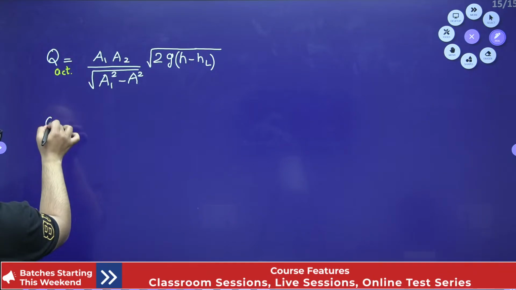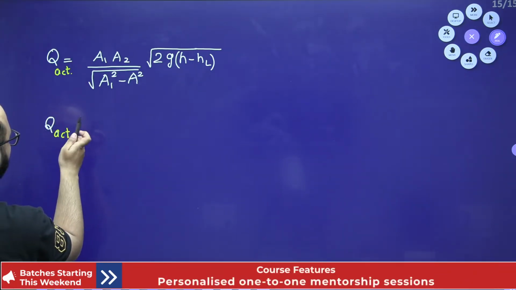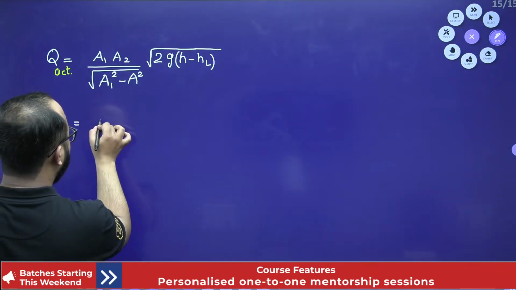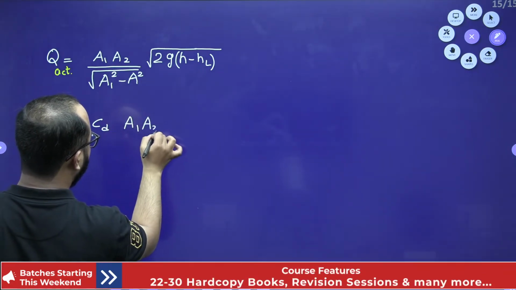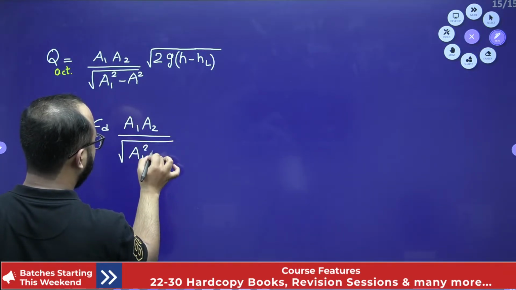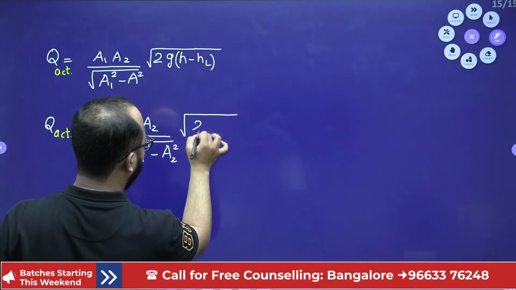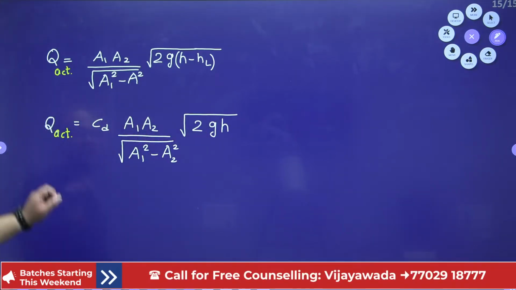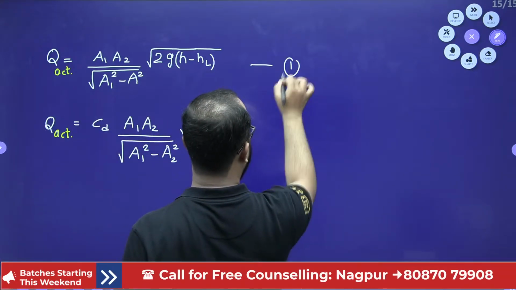Now one more way to write the actual discharge is by taking the value CD. This is one of the ways. Correct.